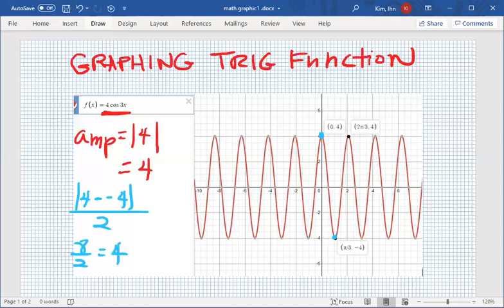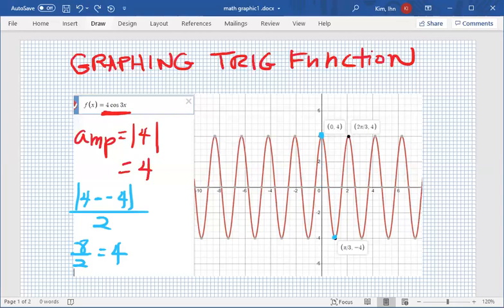That means the amp is going to be from here to here, right? Or it could be from here to here. Okay, that's going to be the amp. Now I'm going to delete that because I ain't going to need that graph, okay? All right, so we're done with the amp.